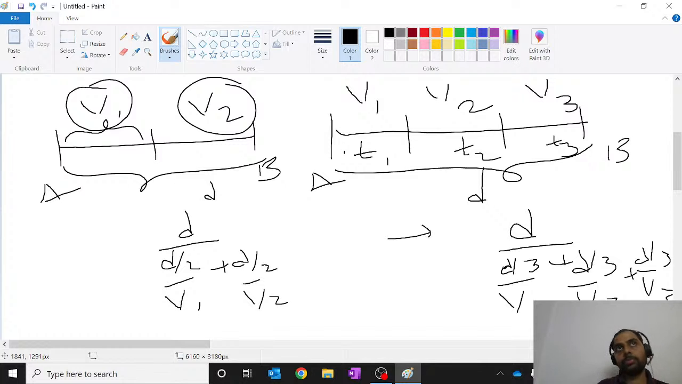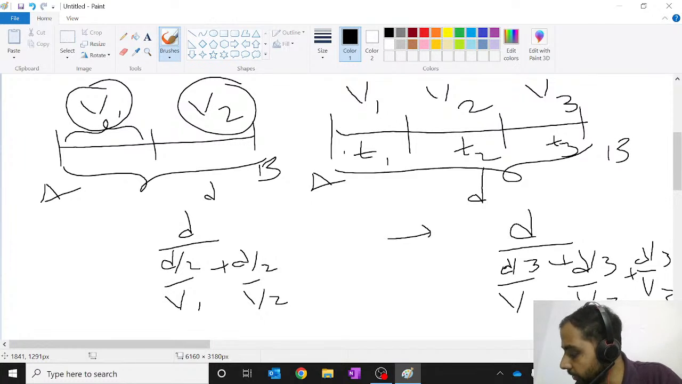In all these things, you would be given either V1, T1 or distance. You can have multiple scenarios, multiple cases. All you have to do is check which is the formula and which is the concept, which is the parameter that you are supposed to find out. As simple as that.